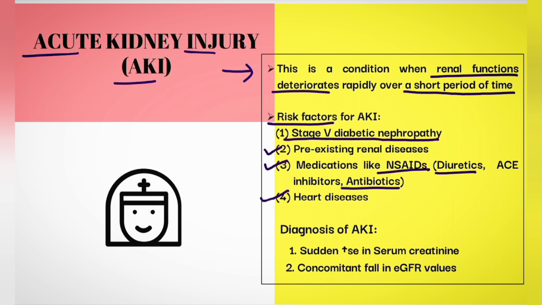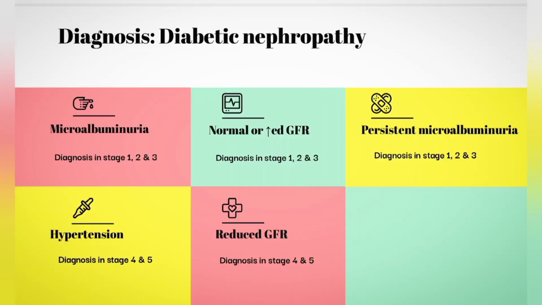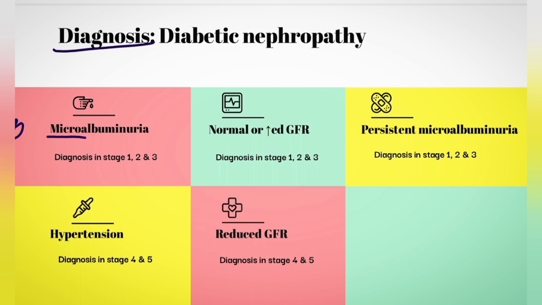The diagnosis of acute kidney injury can be done by measuring the sudden increase in the serum creatinine level, and also there will be a concomitant fall in the eGFR values. Now let's discuss how this condition of diabetic nephropathy is diagnosed. The first condition is microalbuminuria, which is usually found in stage 1, 2 and 3 of the clinical progression of this nephropathy.